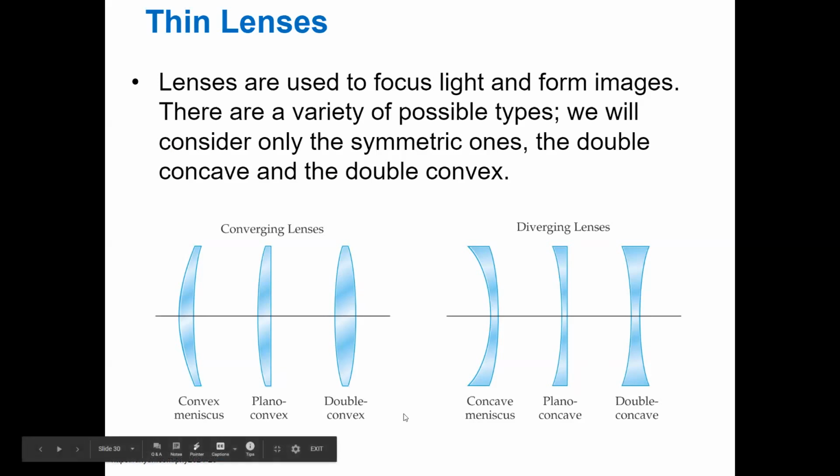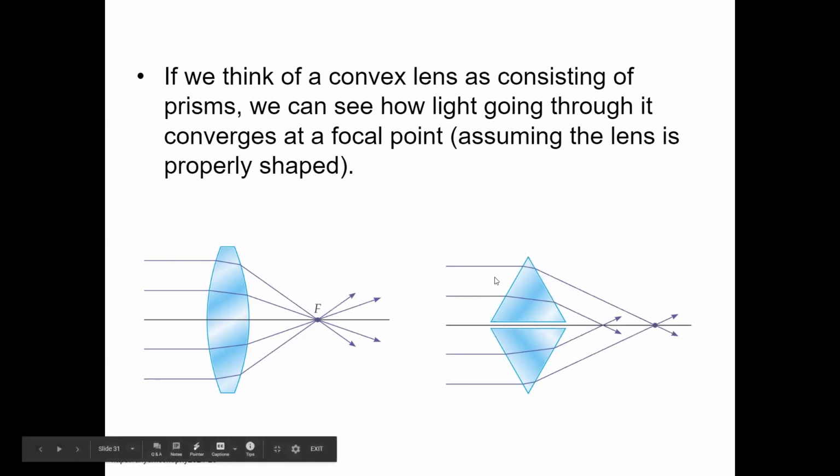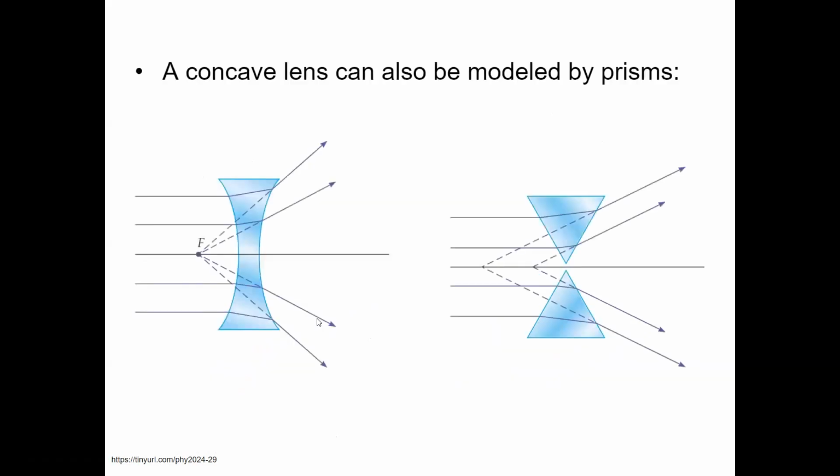Now let's take a look at the ray diagrams of convex lenses. A convex lens is a convergent lens, so parallel rays will converge at a point which we call the focal point. You can imagine this as being made of two prisms like this. Put them here, and they will converge the rays, but because this is smoothly curved, it will focus on one point.